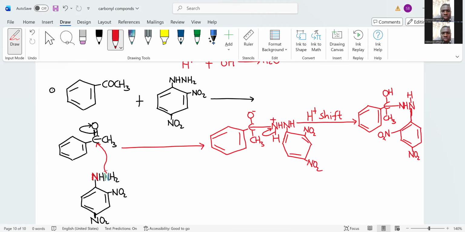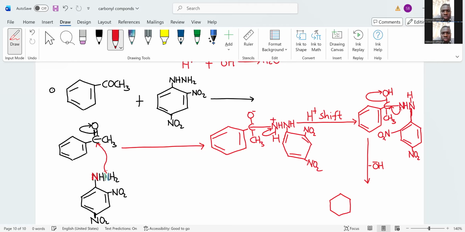Now in this compound, the carbon to oxygen bond is still polar. Oxygen takes, carbon becomes electron deficient. So we use lone pairs of electrons on nitrogen and donate to carbon. As a result, we have lost a hydroxide ion as we form our double bond.